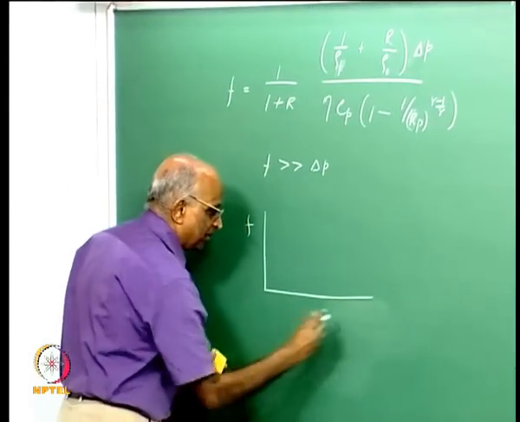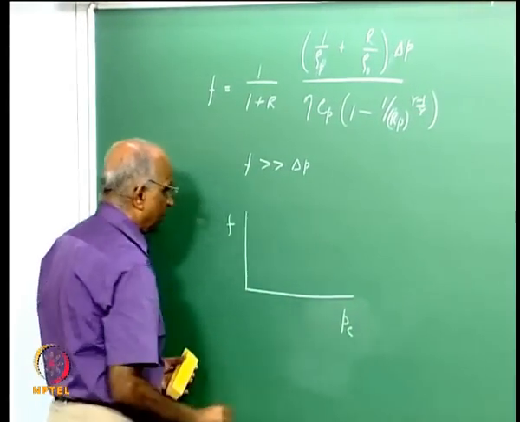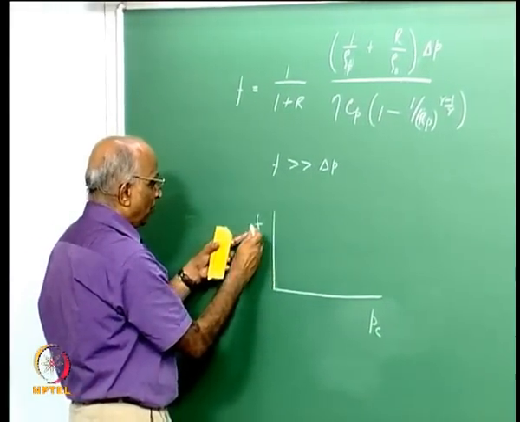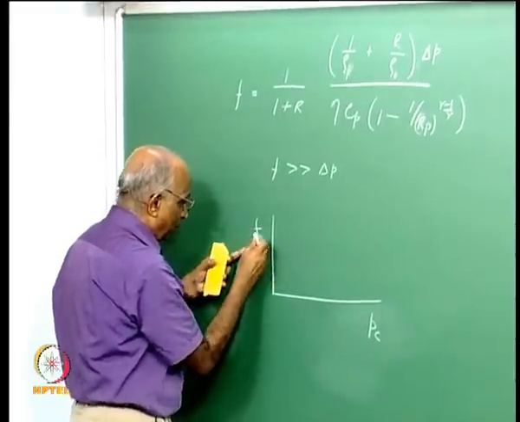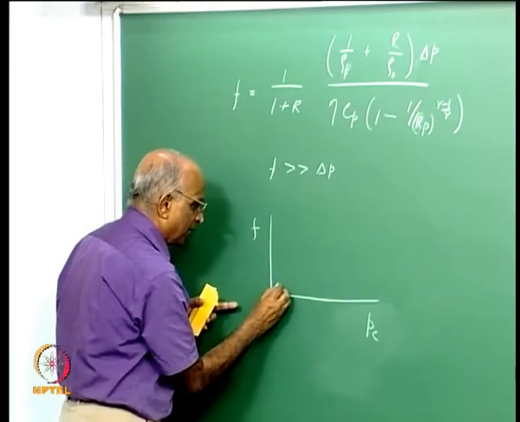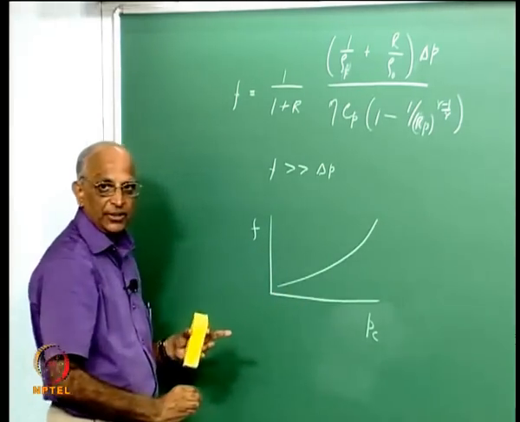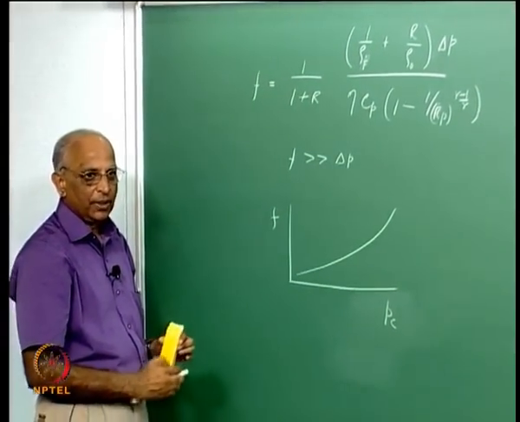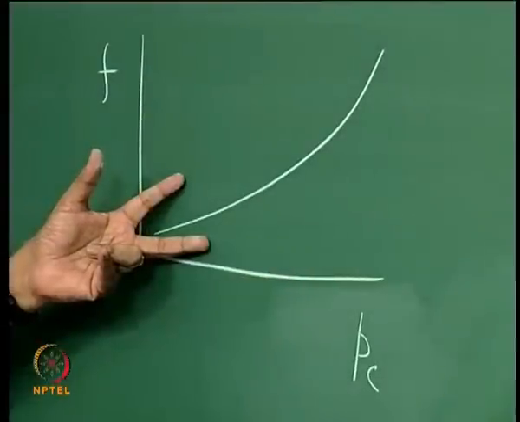I can write here Pc, the chamber pressure. The fraction of propellant which is required to flow through the gas generator should increase as pressure increases. This is the first observation. Is this all right according to you?